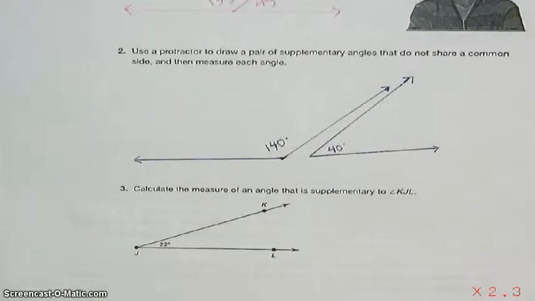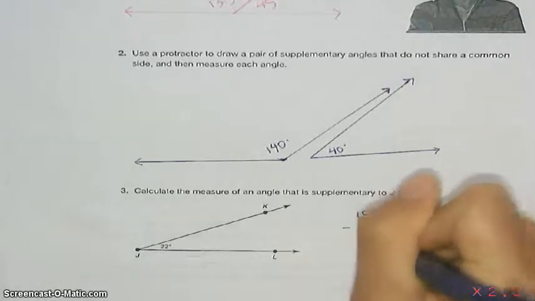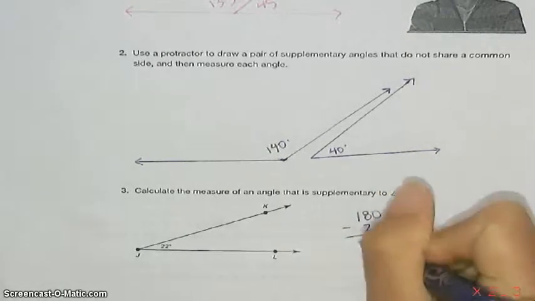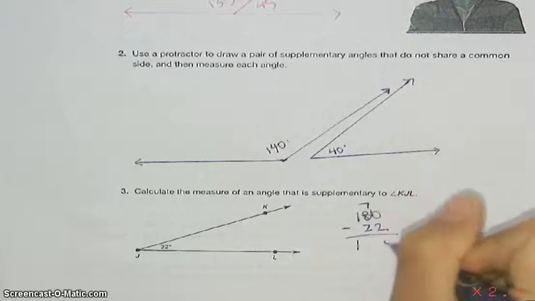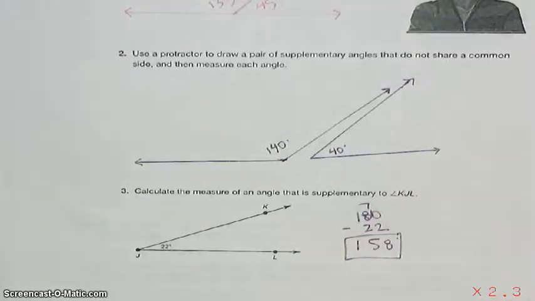Calculate the measure of an angle that's supplementary to KJL. Well, supplementary means they add to be 180. So if I already have 22 degrees, that means I need 158 more degrees. That would be the supplement.